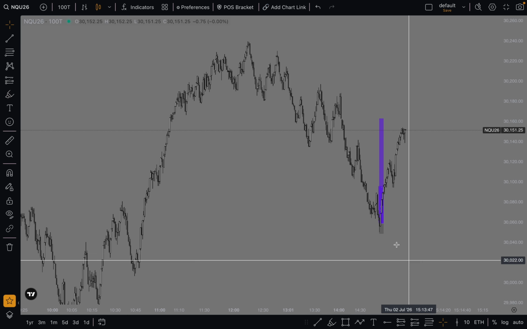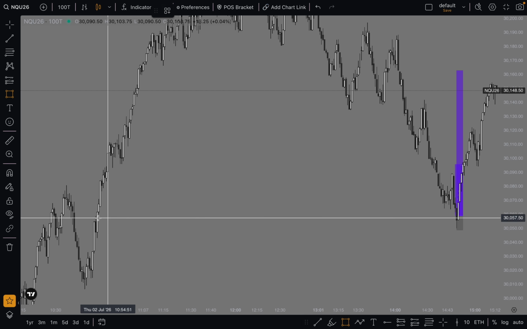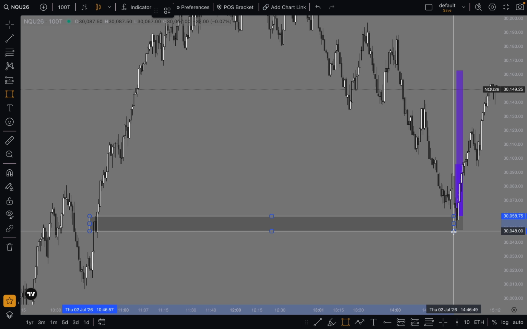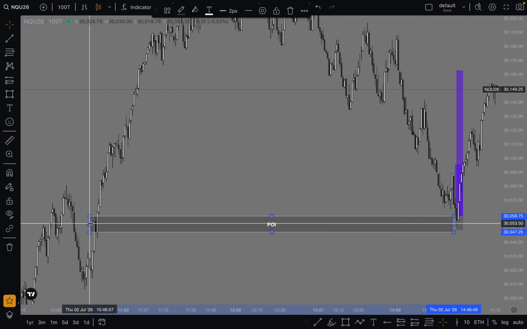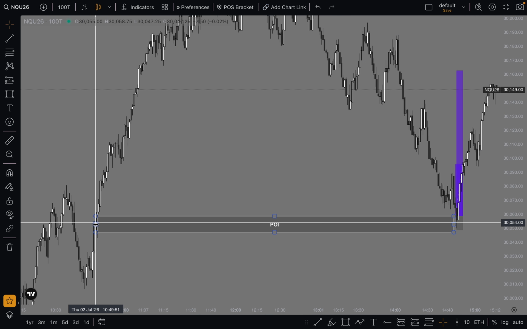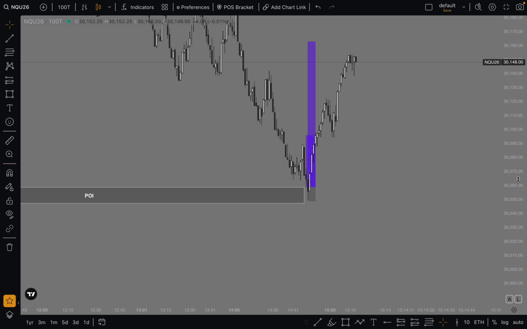Okay, we can see price is slowly making its way down, and then what do we see here? We have a 1 minute point of interest over here. So point of interest is, in this case, a bearish candle before the bullish move. Now you can see that bearish candle there, and what do we see here?